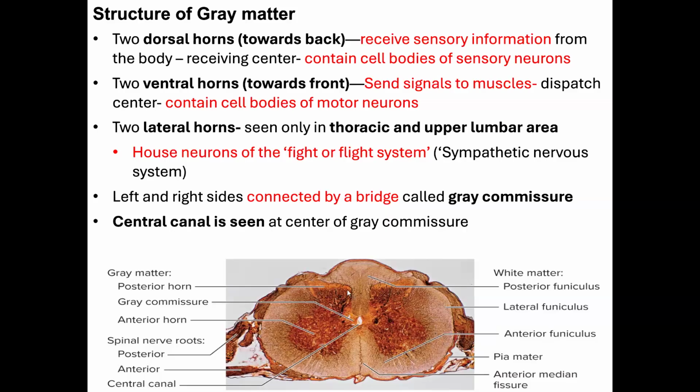So you have two dorsal horns, which means they are the posterior horns. And here it's written posterior horns for your convenience. So there are two posterior horns, one on each side. And then there are two ventral horns, one on each side. And there are two lateral horns. So the three horns on each side: dorsal, ventral, and lateral.